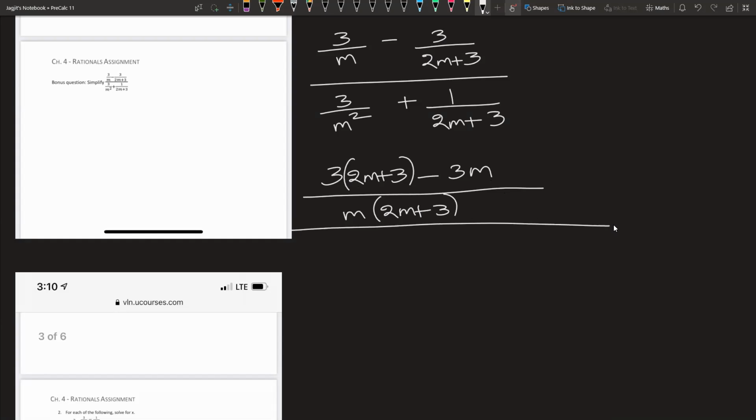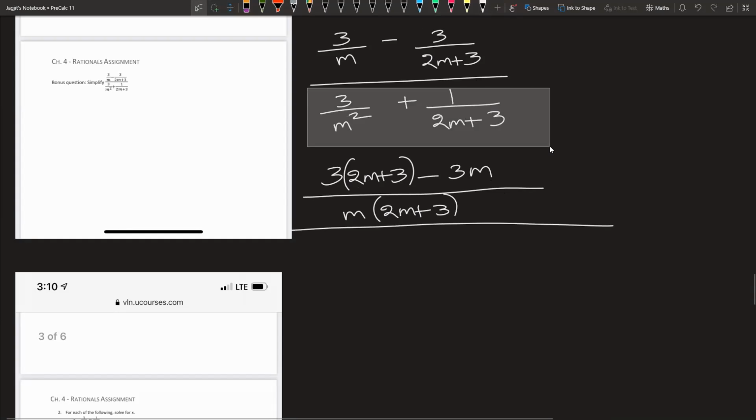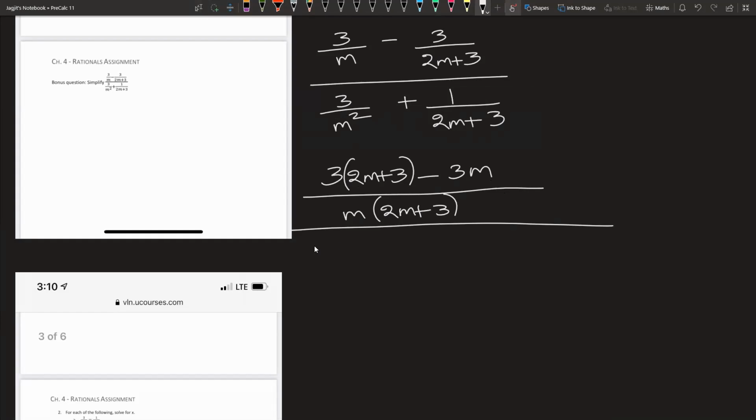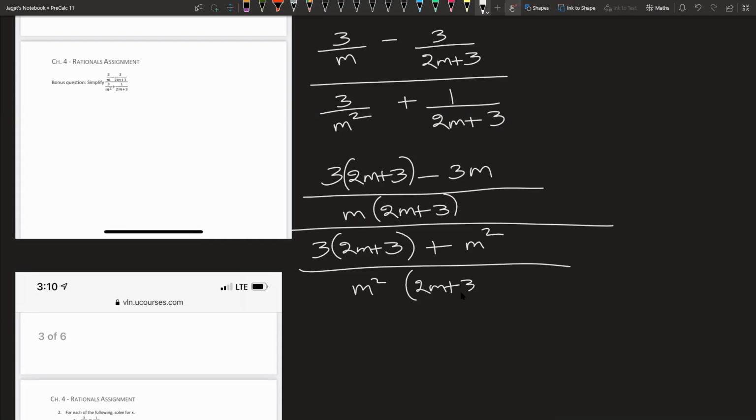Okay, so we're done with that part. And now we're going to focus on the bottom part. Right here, we're going to get the common denominator. So 3 is missing 2m plus 3, so you do 3 times 2m plus 3. Plus 1 is missing m squared. So we do m squared times 1, which gives you m squared. And your common denominator is m squared times 2m plus 3.